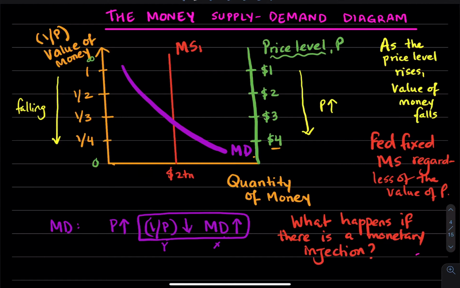Okay. A monetary injection is going to shift the money supply curve, right? Who injects money into the system? It is the Fed. They might be conducting open market operations, or maybe using their other tools to control money supply. And if there is a monetary injection, let's see what happens.